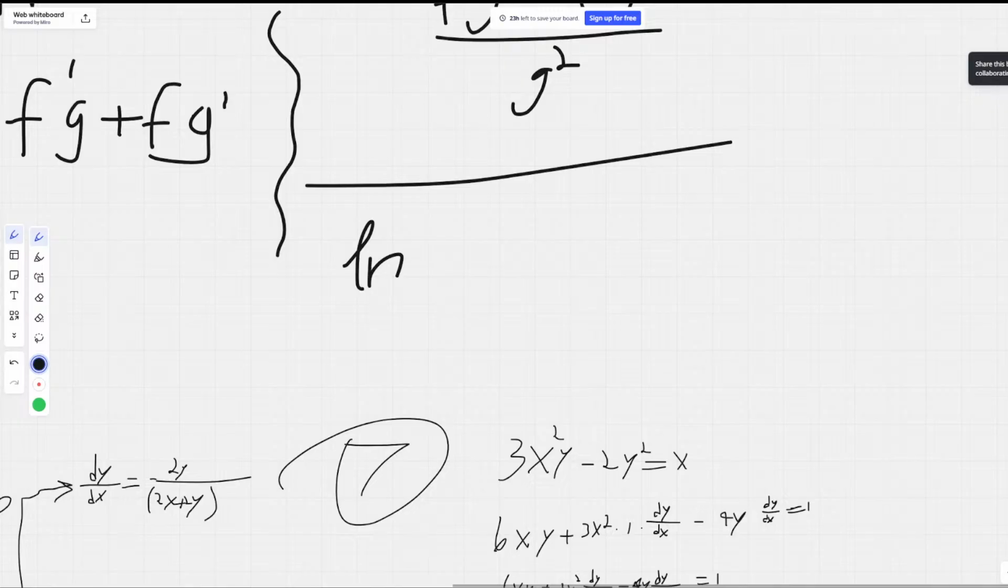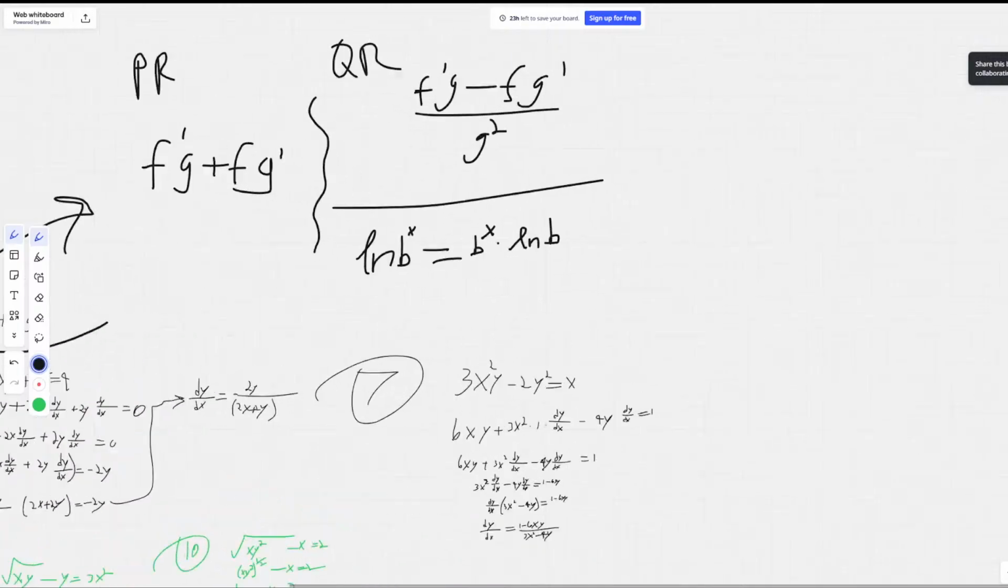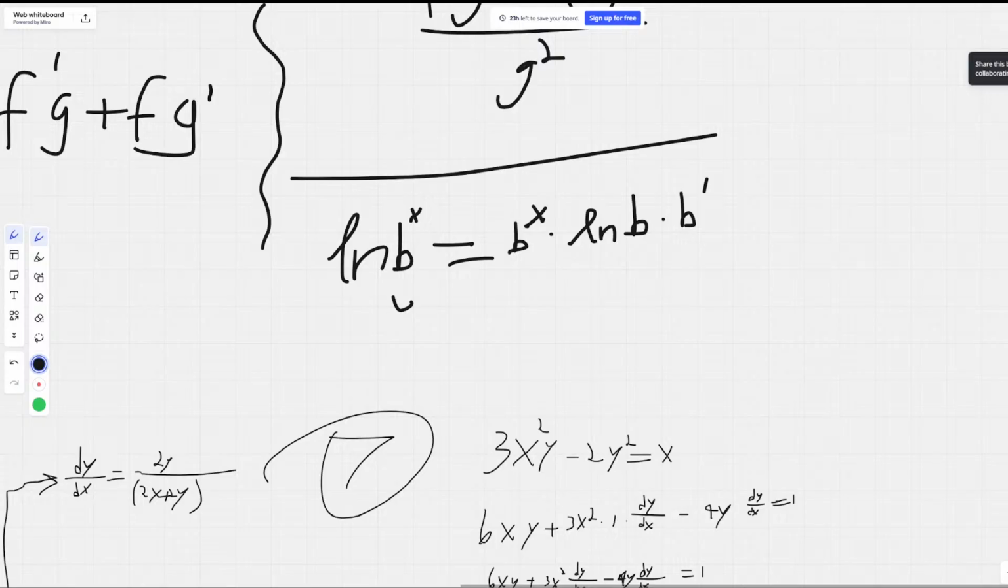Was it d/dx of b to the x equals b to the x times ln of b? Good enough. I'm pretty sure there was also a thing I'd seen where it was like b to the x times ln b times b prime in this scenario. I think the letter we used was u.